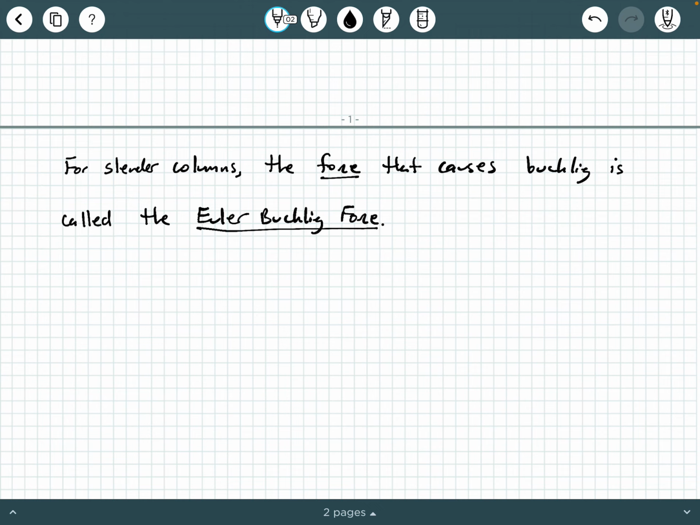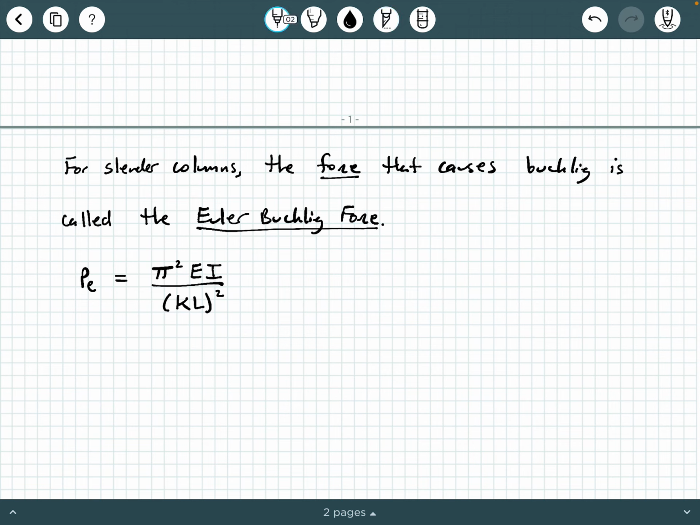So what Euler ended up discovering is that the force that causes a column to buckle, we're going to call P sub E, and that's going to be equal to pi squared EI over this term called K times L squared. Okay, so this is what we call the Euler buckling force.